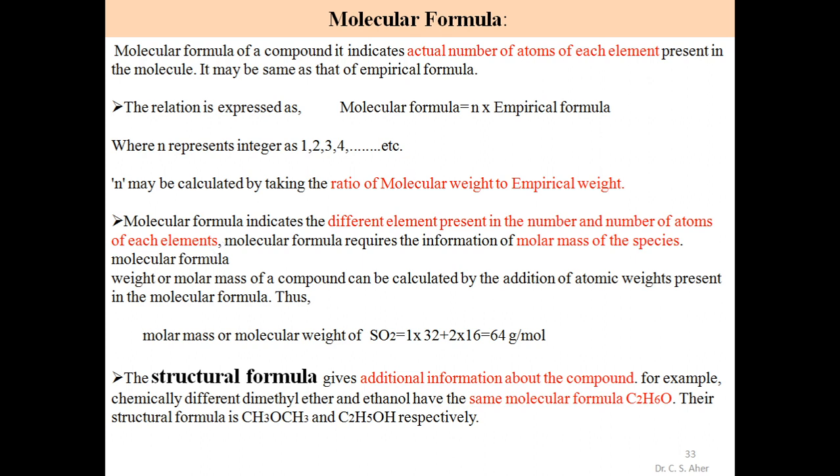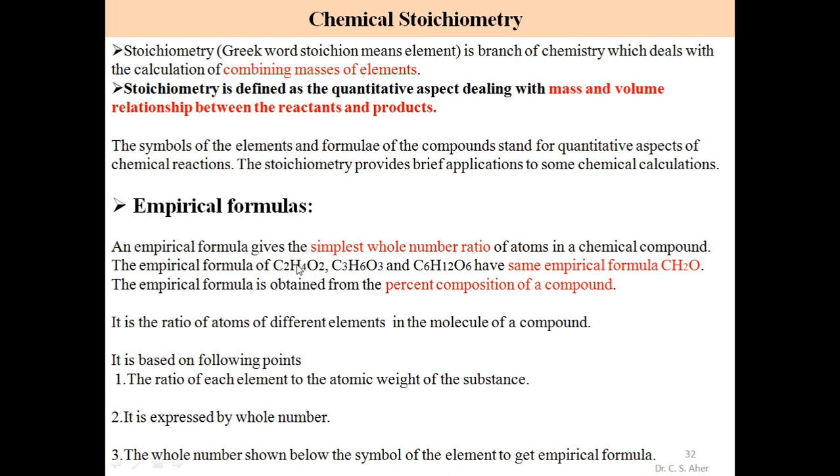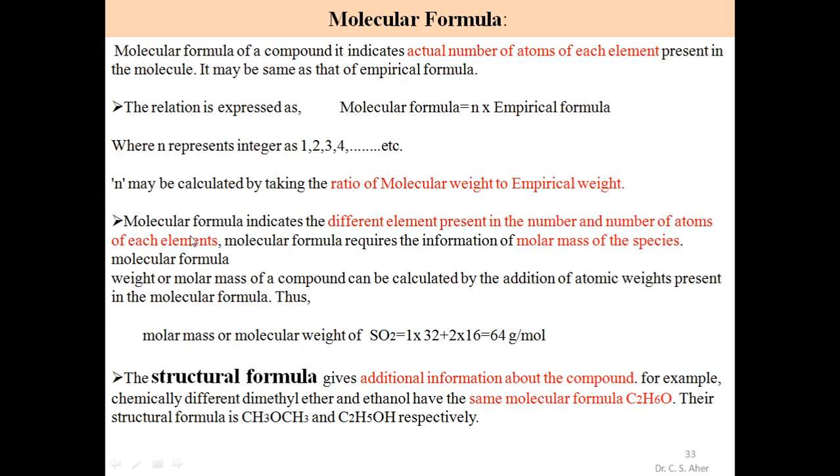The molecular formula indicates the different elements present and the number of atoms of each element. See this molecular formula: it gives the elements and the number of atoms of each element. The molecular formula requires the information of the molar mass of the species, that is, the molecular weight or molar mass.